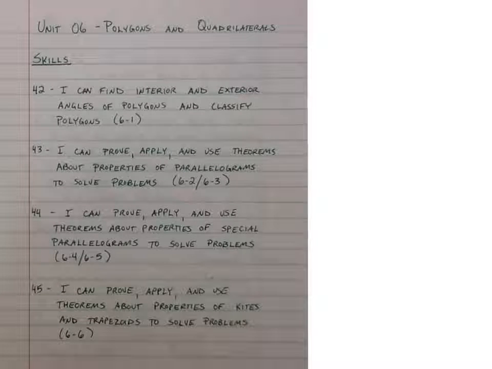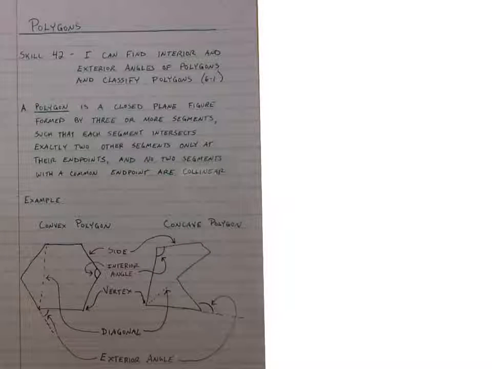Welcome to Geometry Unit 6, Polygons and Quadrilaterals. This unit will cover 4 skills and 6 sections out of the book. The first skill, this video, is skill number 42. Skill 42: I can find interior and exterior angles of polygons and classify polygons.